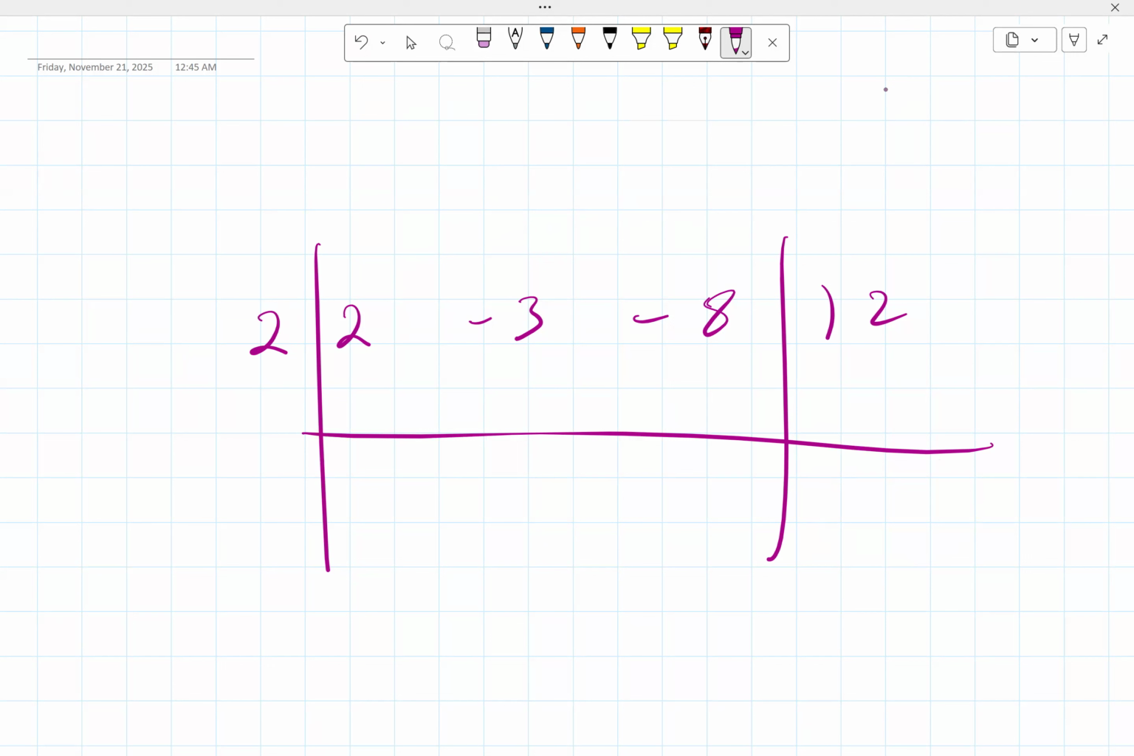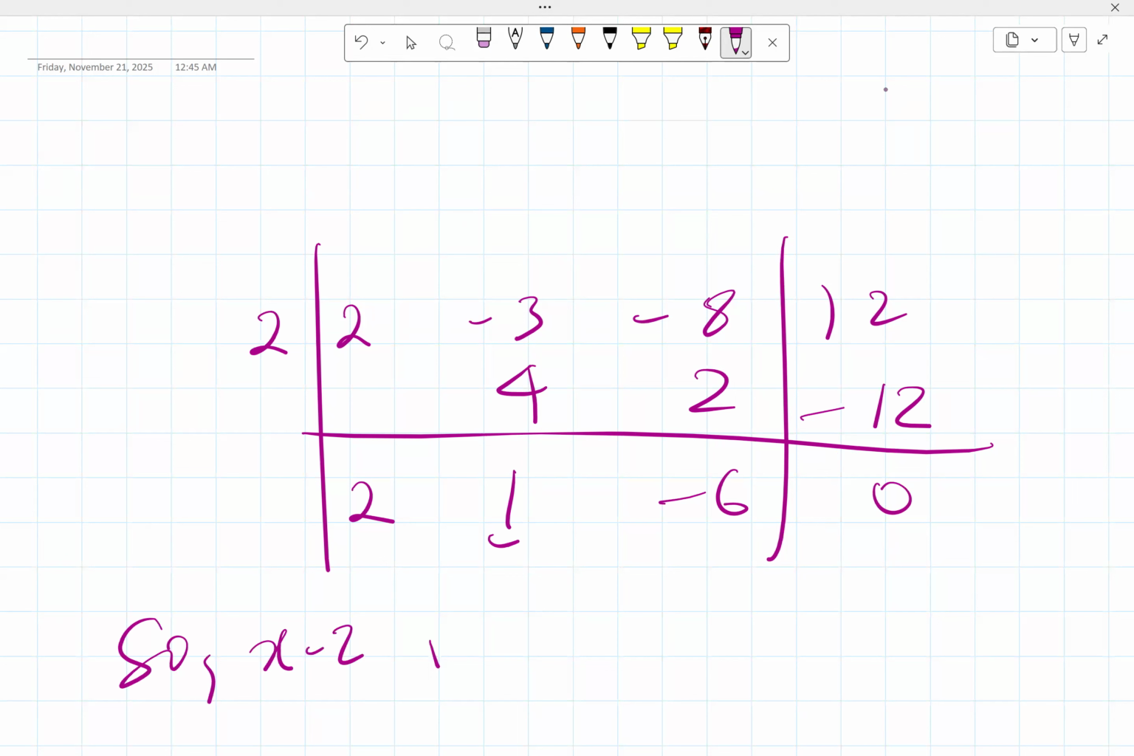And what this is saying is, bring down this 2. 2 times 2 is 4, put the 4 here. Minus 3 plus 4 is 1. Then 2 times 1 is 2. Minus 8 plus 2 is minus 6. And 2 times minus 6 is minus 12. 12 minus 12 is 0. So that means you can say that x minus 2 is a factor. Mind you, this is r, so x minus r is a factor.